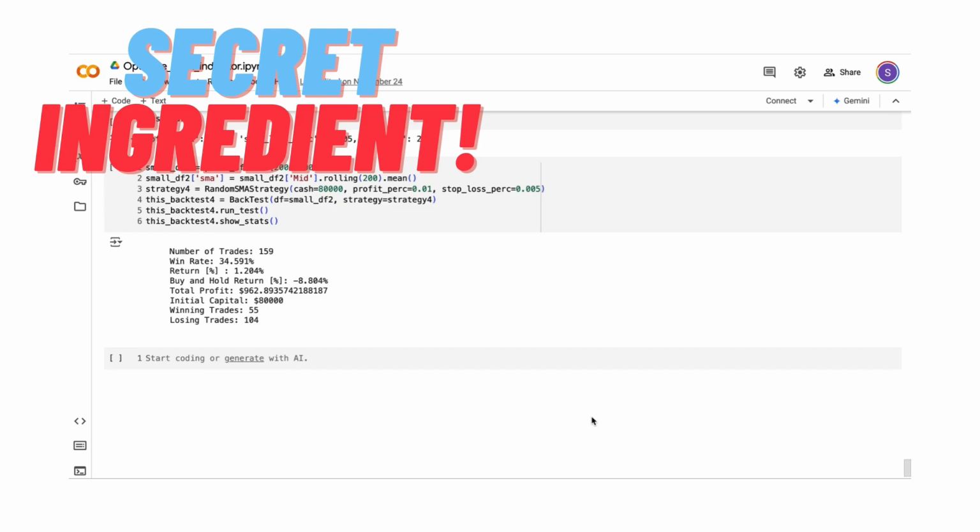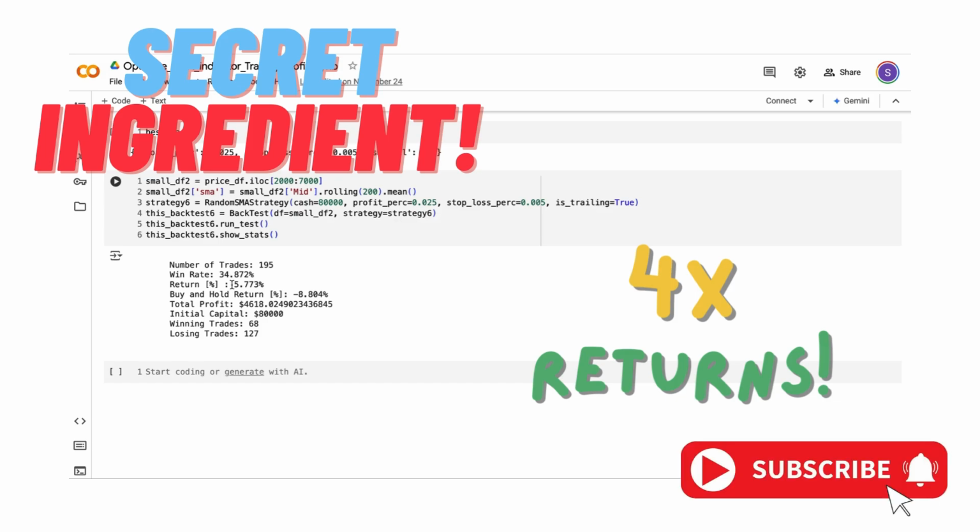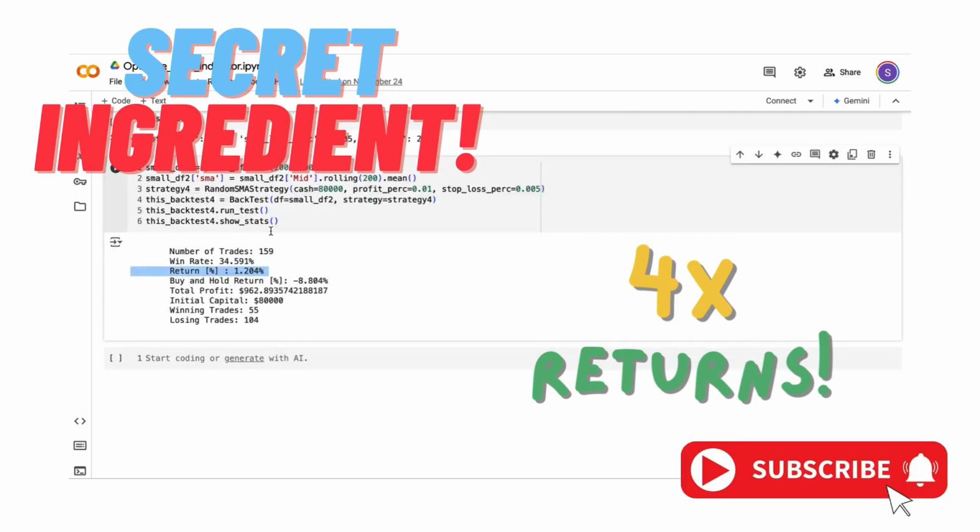Hi everyone, today I'm going to show you a secret ingredient that you can add to your trading strategy in order to multiply your returns many-fold. For me, it helped me multiply my returns about 4x compared to when I was not using my strategy. So I will talk about what this secret ingredient is.